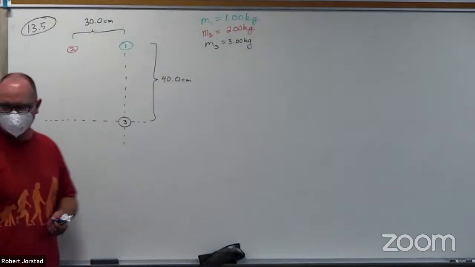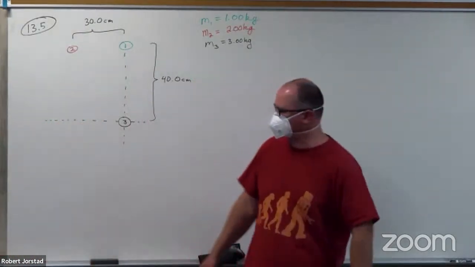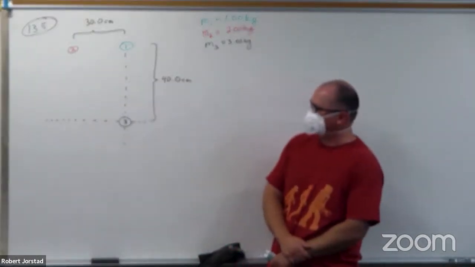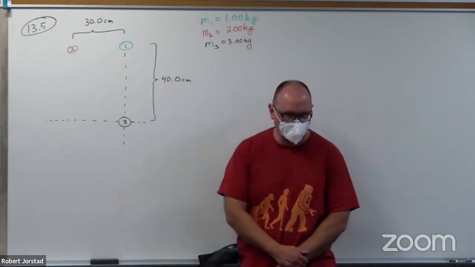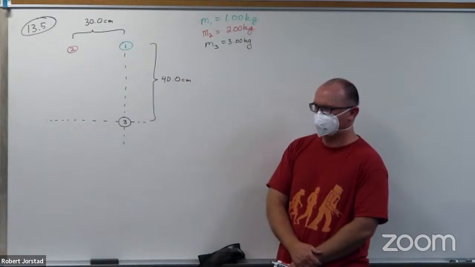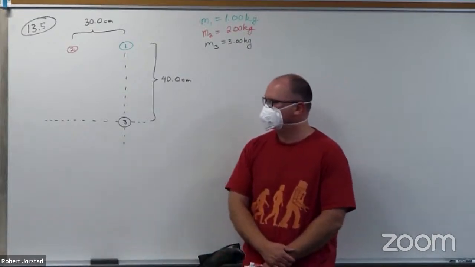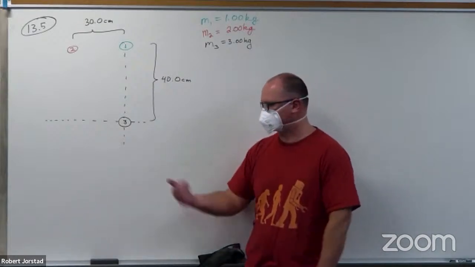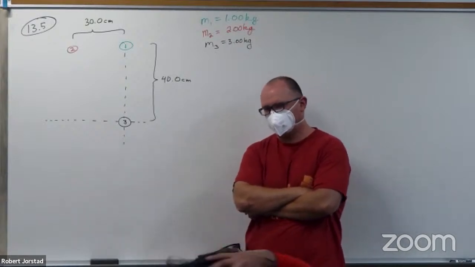Part A says, go with your gut. Which one of these masses is going to exert more force on 3? What's your gut? You've got 1 and 2. 2's a little bit bigger. Well, it's twice as big, but it's a little bit farther away. Who do you think is going to exert more force, 1 or 2 on object 3? What's your gut tell you? 2. And what's your reasoning?